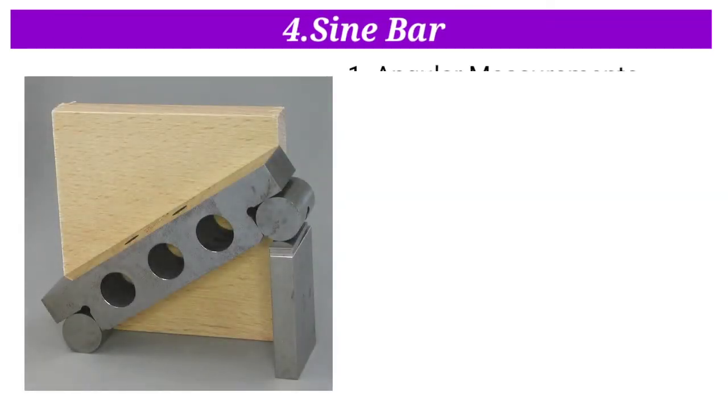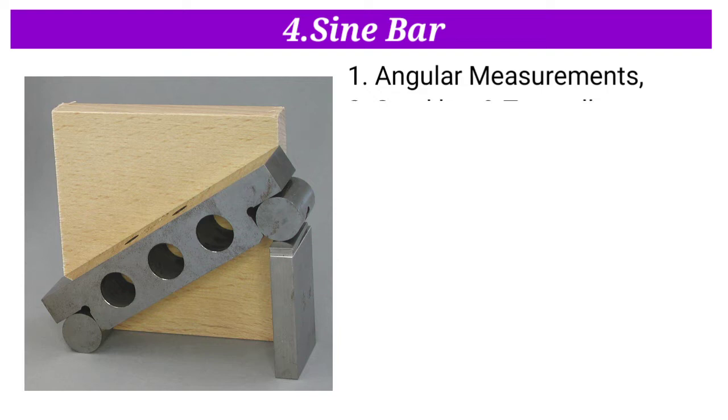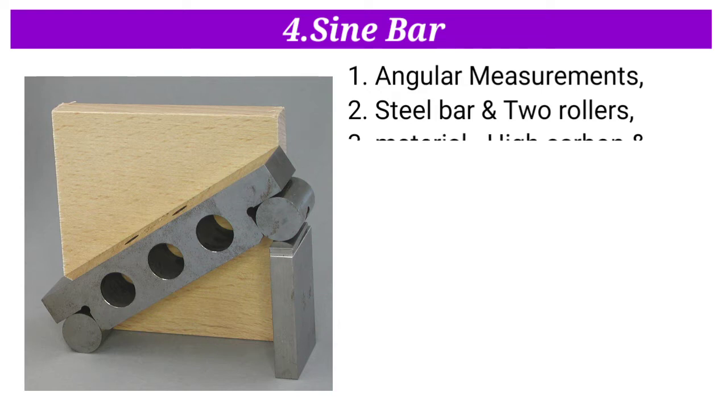Sine bar is a precision instrument used along with the slip gauges for the measurement of an angle. Sine bar is used to measure the angles very accurately, to locate the work to a given angle within very close limits.